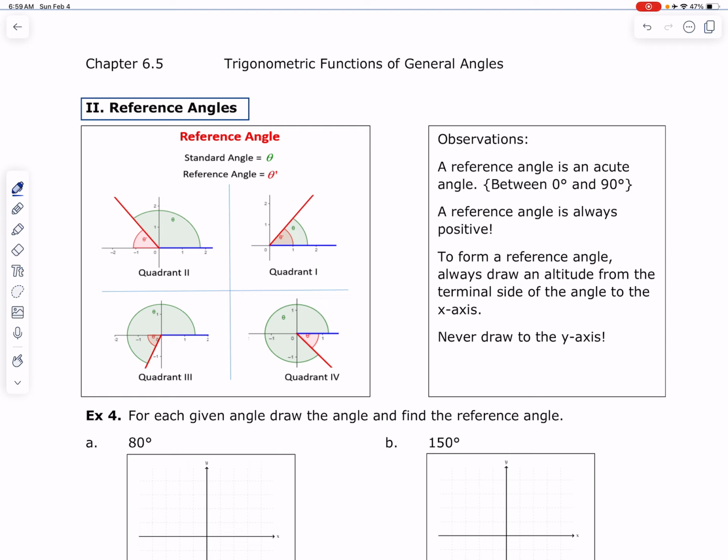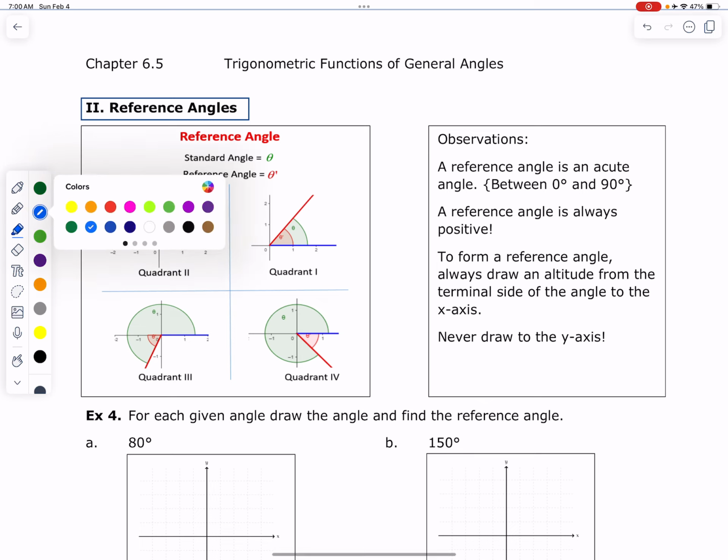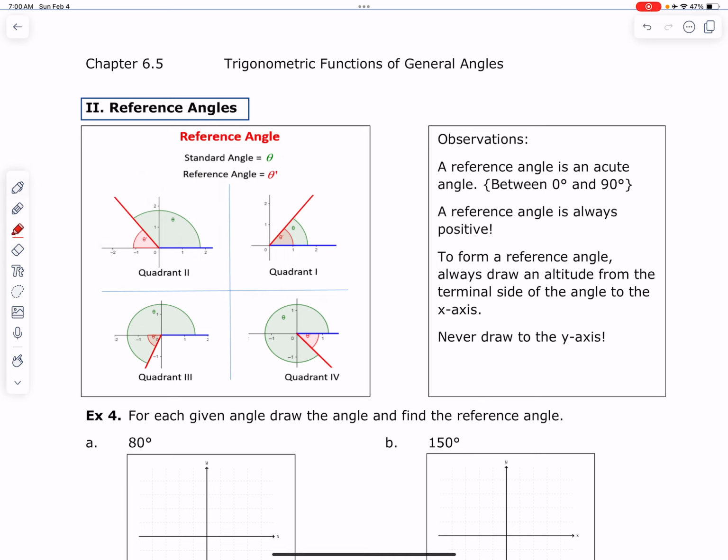Next section. Okay. So we're going to talk about reference angles. Couple of things. A reference angle has to be an acute angle. And so we're going to see if we can match up here with what we've got. A reference angle is always an acute angle. Our reference angle is also always positive. And here is the most important piece. When we are talking about our reference angle, it's always the angle that is made with the x-axis.